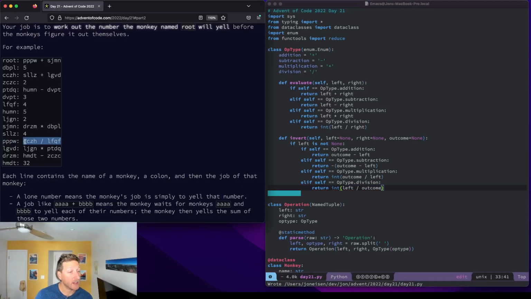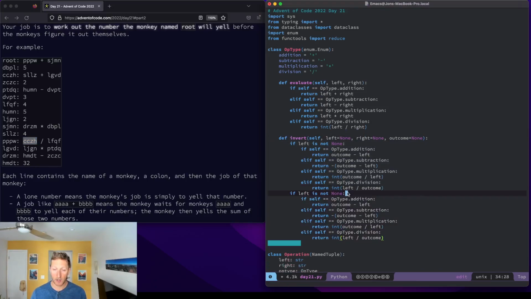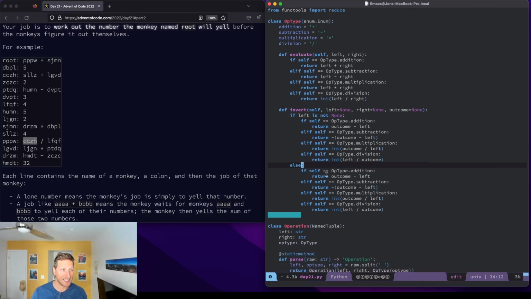Essentially, if you have left and you were searching for the right-hand side, you multiply both sides by the right-hand side. So you get LFQF times PPW equals CZZH. Then you divide both sides by PPW, and you get LFQF equals CZZH divided by PPW, which in this case is left divided by outcome. So there we go. And then we do the same thing for the right, which we just assume is else. And the op type, if it's addition, is outcome minus right, and the same thing for multiplication.